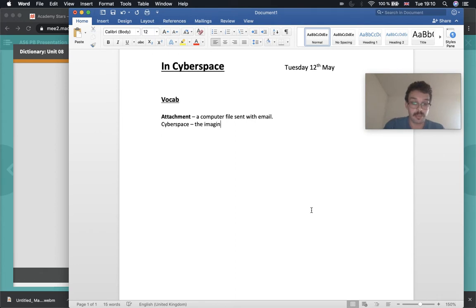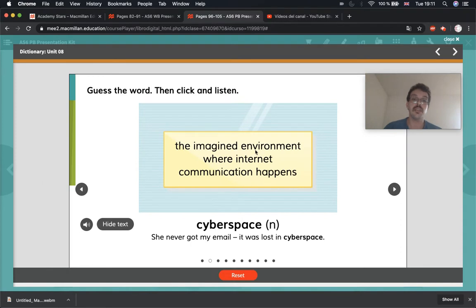The imagined environment where internet communication happens. Okay. Good. Let's copy in our notebook. All right, so I have attachment and cyberspace. So, when it says here, the imagined environment, el ambiente imaginado, online, okay? This is cyberspace, all right? Let's have a look at the next one.